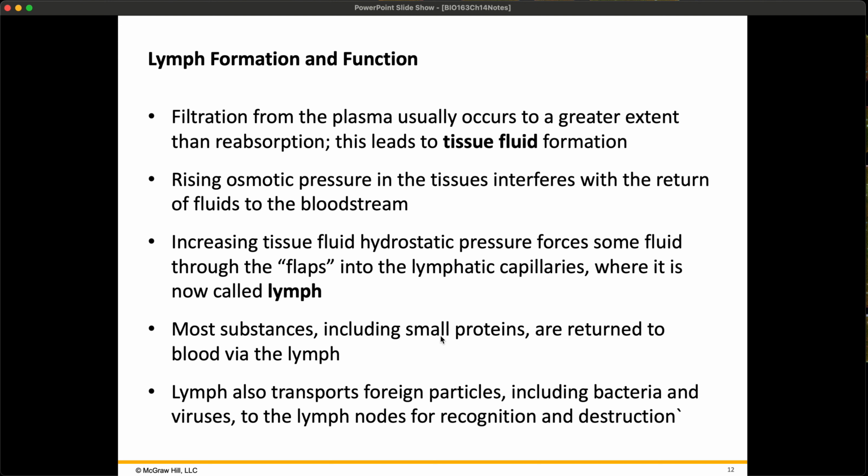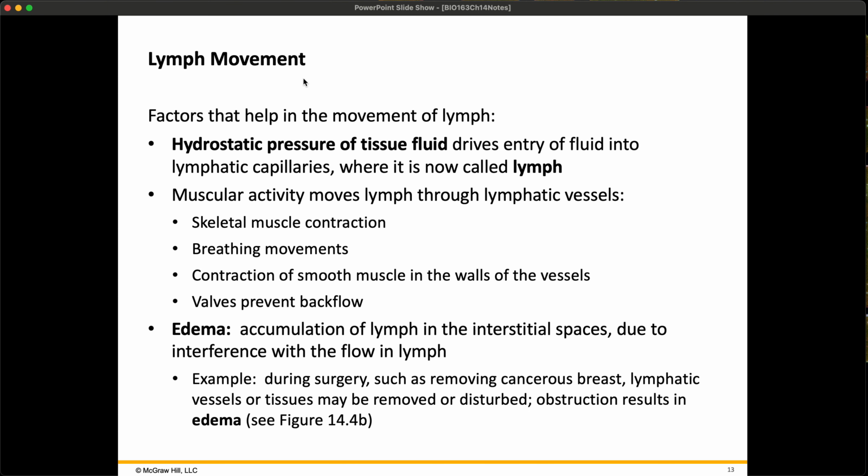A lot of substances, including those small proteins, are returned to blood via the lymph. So while larger proteins will not exit the bloodstream, smaller proteins will, and they don't belong there. They really shouldn't be in the interstitial space. They can't really be very useful there unless they're in a cell or in the bloodstream being transported somewhere. So being in lymph allows them to be transported back into circulation at the end of the cycle. It also transports foreign particles, bacteria, viruses to those lymph nodes for recognition and destruction, and that's that immune function of the lymph system. So look at the movement of lymph.